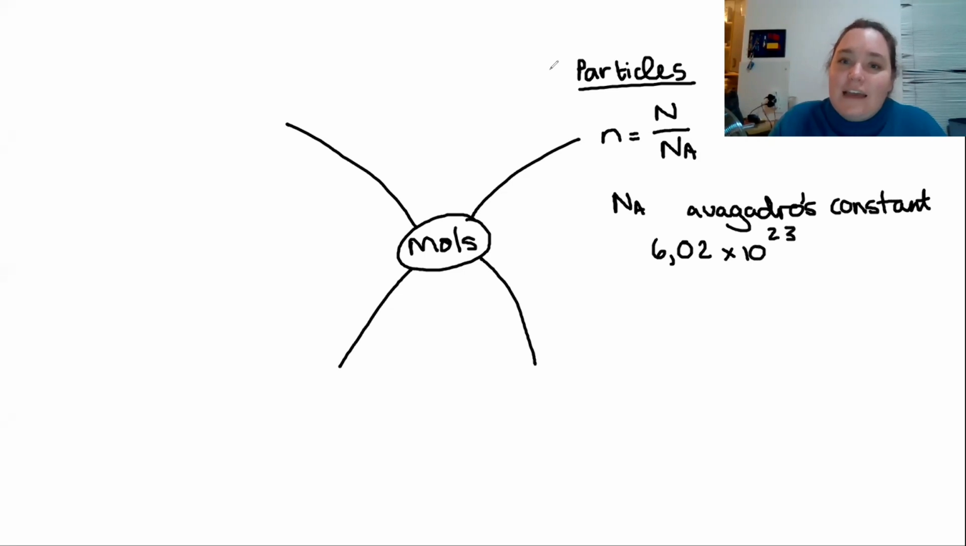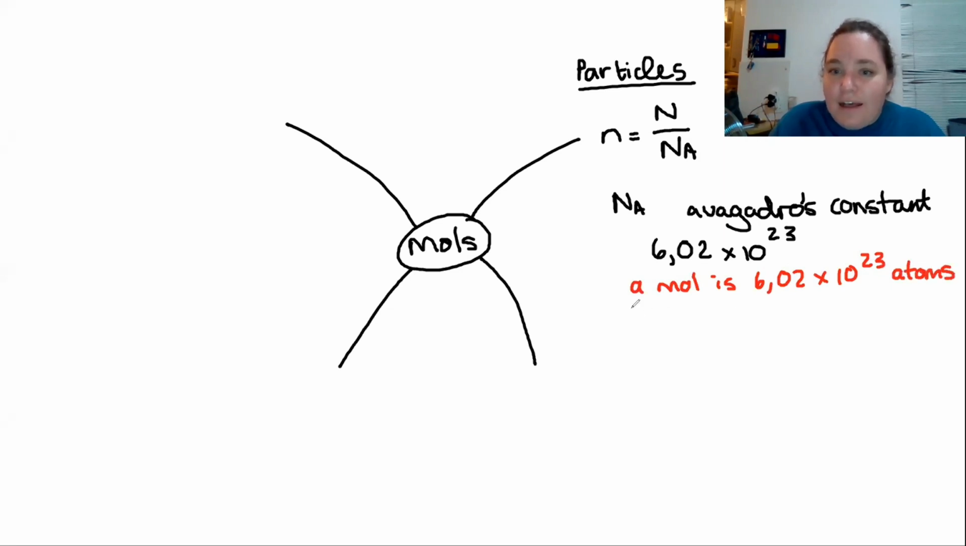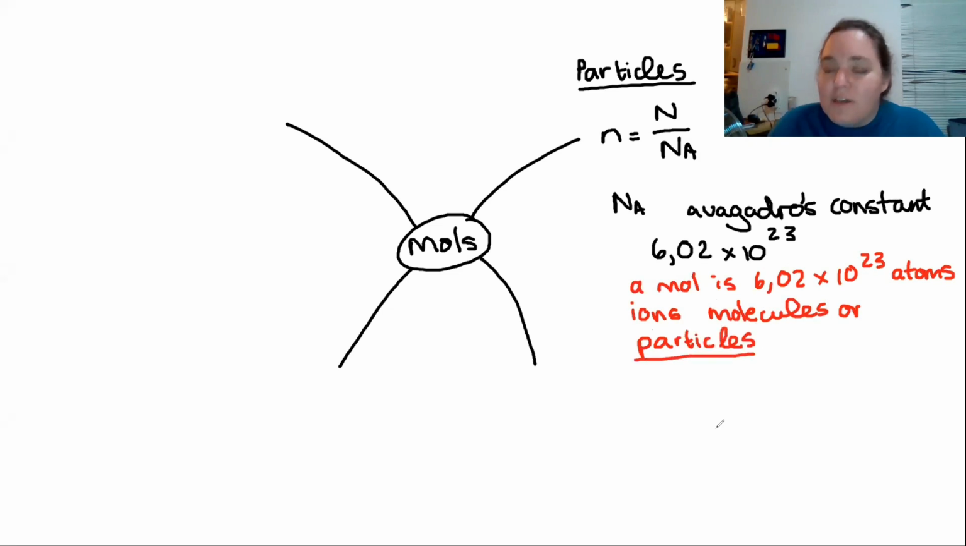And basically that gives us our definition of a mole. A mole is 6,02 times 10 to the 23 atoms, ions, molecules, or particles. I personally like the use of the word particles because particles can never be wrong.